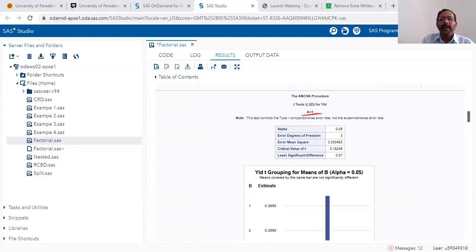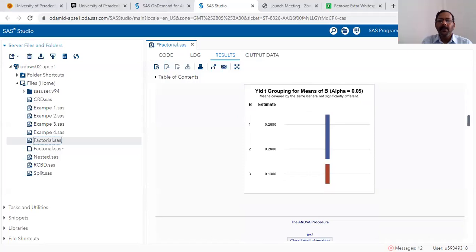A is equal to 1, right? So I am going to do the LSD. We can see and interpret. Right, so this is up to the level, mean separation. Now tell me the story. Anyone? Now we are considering only A1.